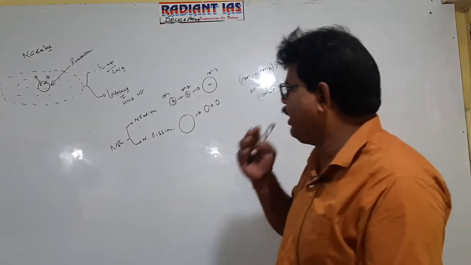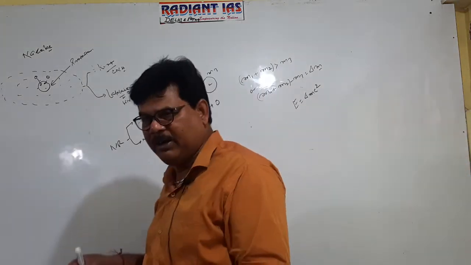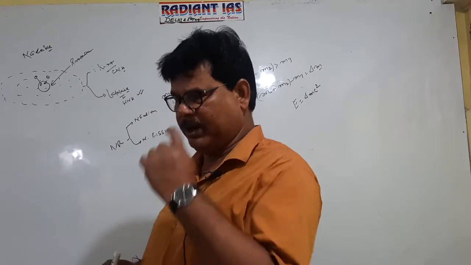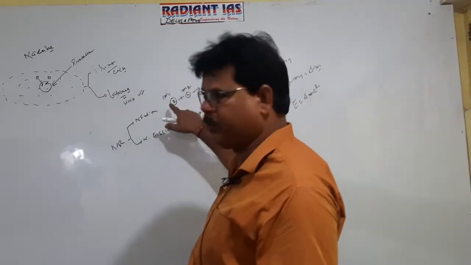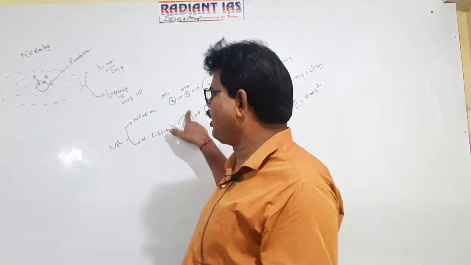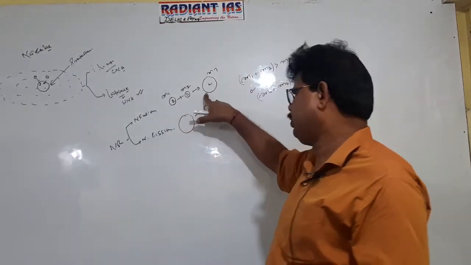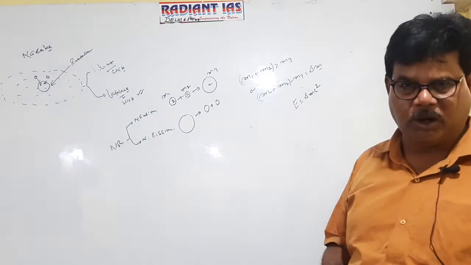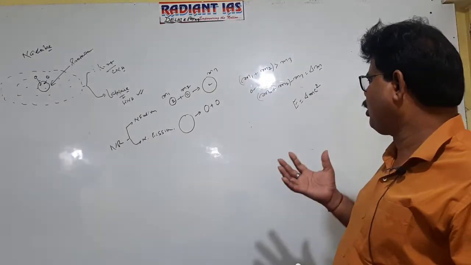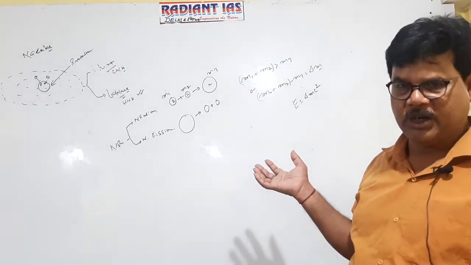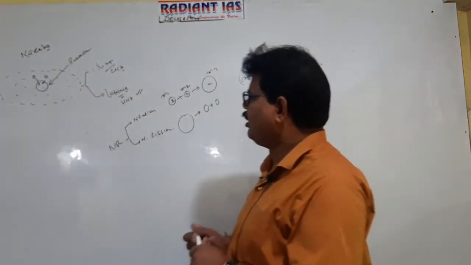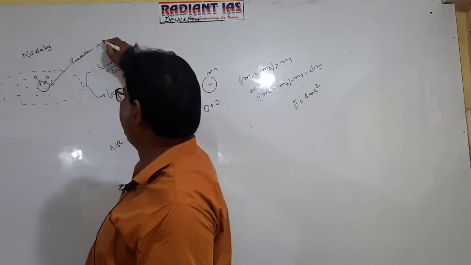So when the temperature of the protostar increases beyond 1.5 crore degrees Celsius, the nuclear fusion reaction starts, and during this process mass defect occurs and an enormous amount of energy is produced. When this reaction starts, then the protostar is referred to as a star.